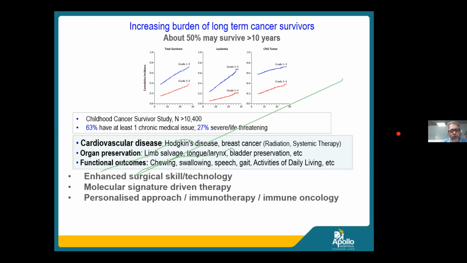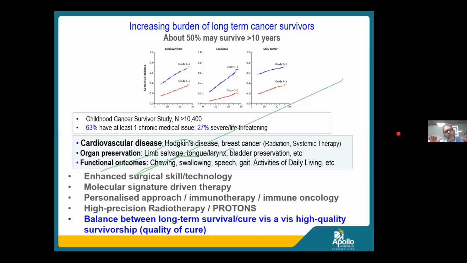And therefore, the emphasis on a personalized approach, whether it is systemic therapy, has also given rise to other forms of treatment like immunotherapy and immuno-oncology. But it also brings to the fore the impact of high precision radiation. For example, proton, but it also can be high precision photon and also can be other heavy charged particles.